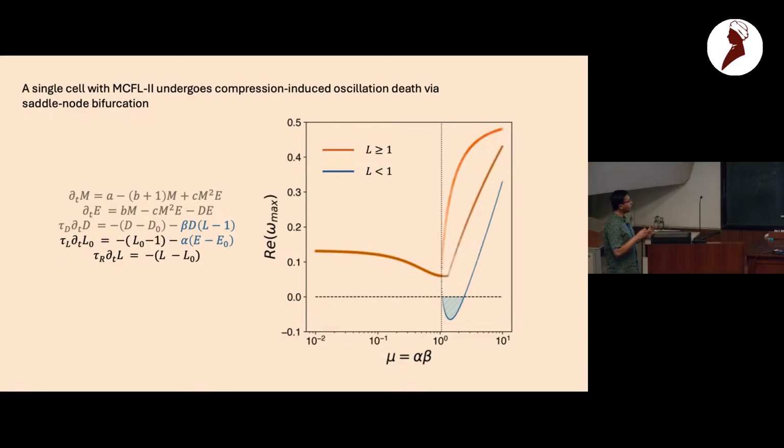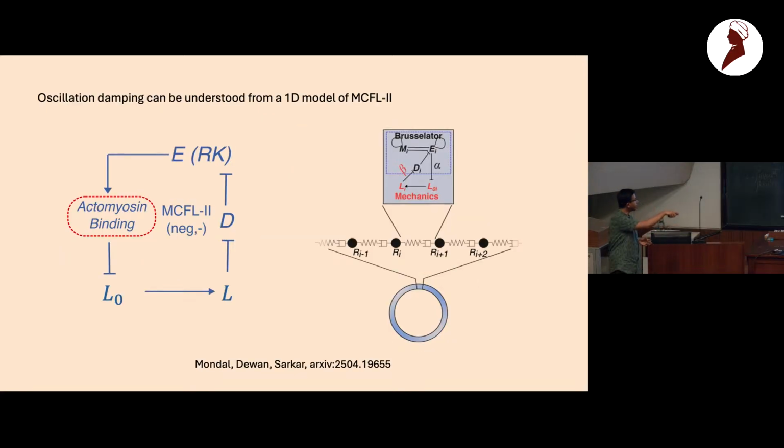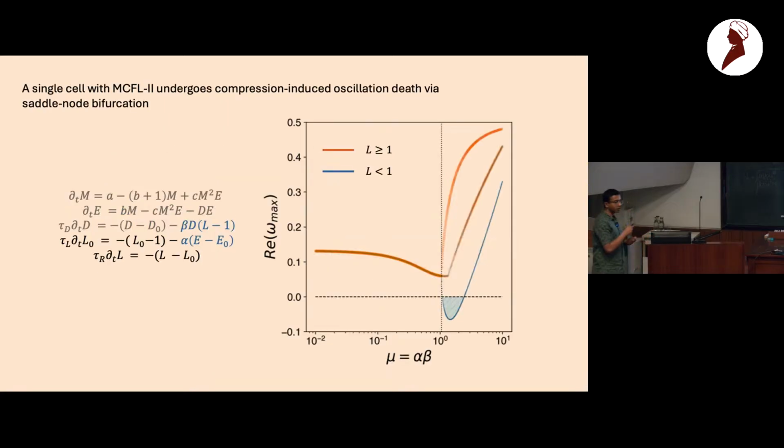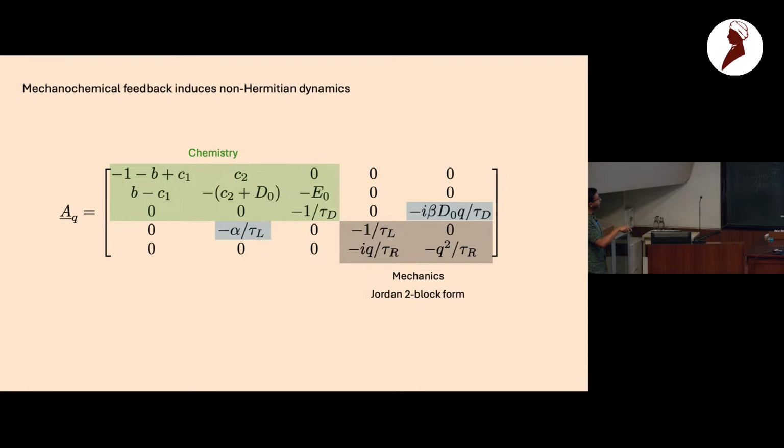To do so, we went back to this particular model, and then we did a linear stability analysis of the continuum model that describes this system. And we found the linear stability matrix looks like the following. It has a block that describes the chemistry of the Brusselator, which is very well known, and we know what happens over there. And there is a block that describes the mechanics of these springs, for which the rest length is also a function of time. And there are these two feedback strengths, which then govern the strength of the mechanochemical feedback.